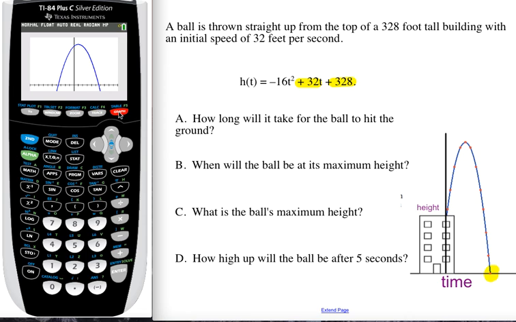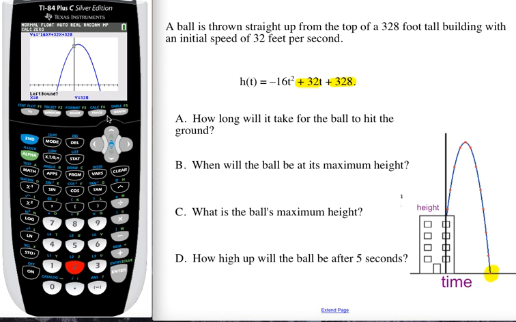So I hit graph, and you can see my parabola. I can see a little bit above the parabola and a little bit below ground. So the first thing I'm going to do is find the x-intercept. To do that, you always hit second trace to see your different options. The zeros, option 2, are used to find the intercepts.